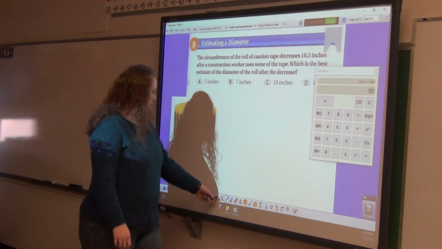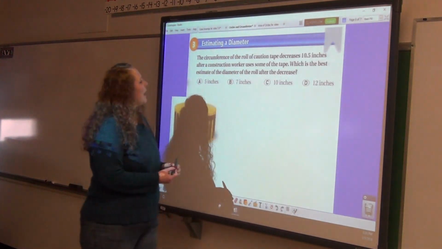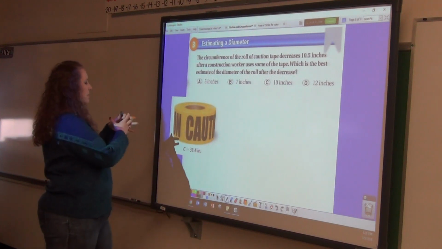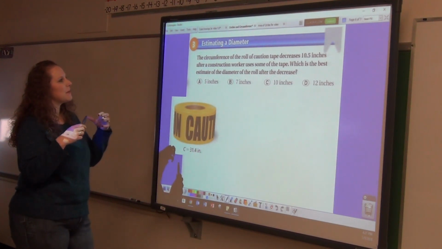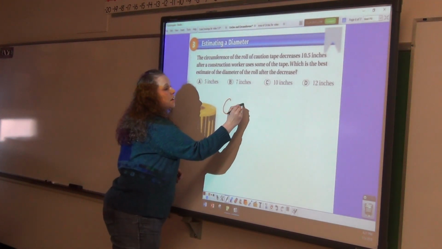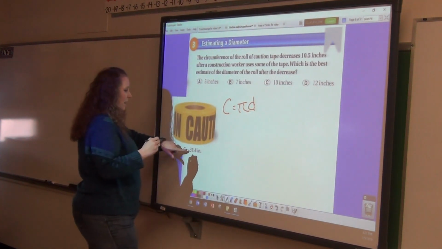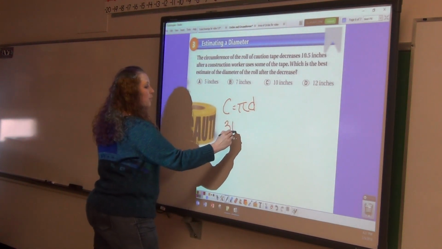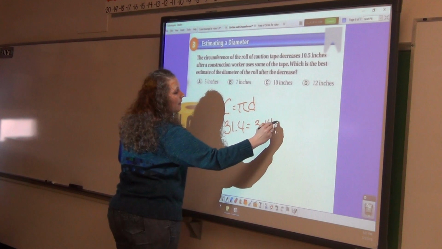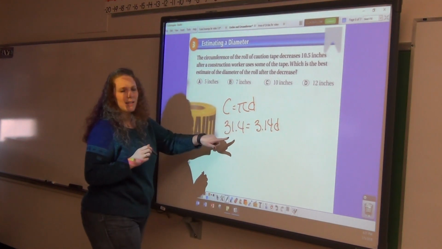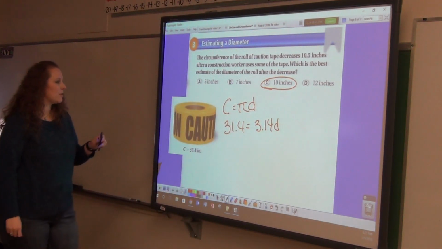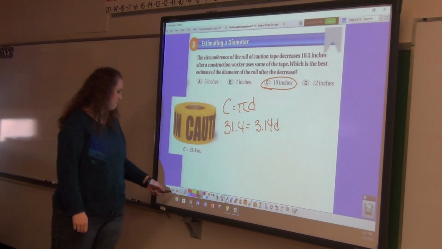All right, this one we are estimating. So it says that the circumference of this tape is 31.4 inches, and it wants us to estimate the diameter. I know that circumference equals pi times the diameter. So if I have 31.4 equals, if I estimate pi as 3.14 and then have my diameter, when I divide here, I know that my diameter is going to equal 10. So I know that the diameter of that tape is 10 inches.